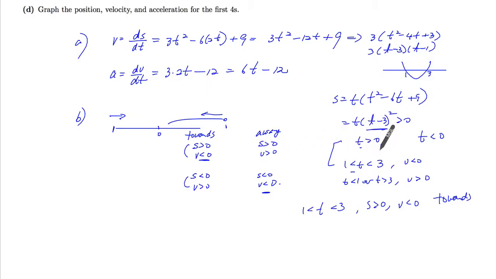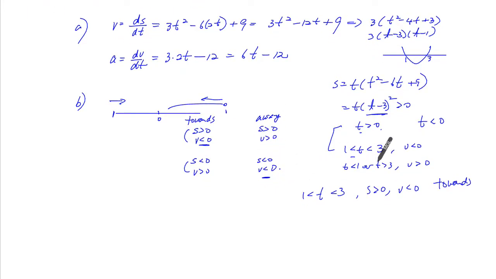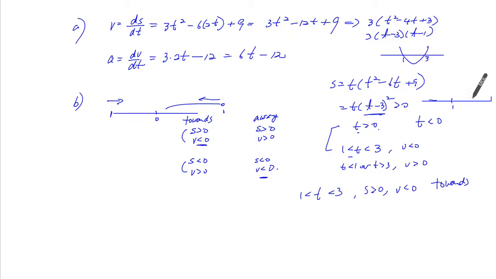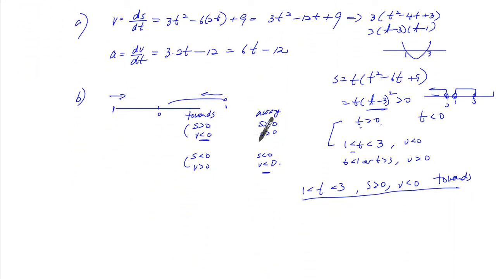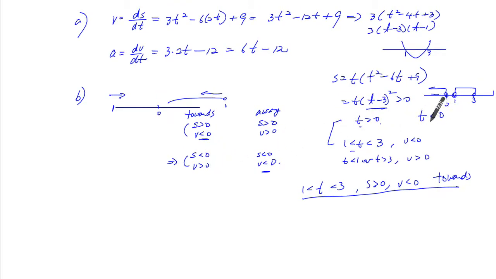So that's it for this case, right? So when s is negative right here, velocity needs to be positive as well. Do you see how they don't overlap at all, right? If you have 1 to 3 and this is less than 0, it doesn't overlap at all. So this is the only time when the cougar is moving towards the origin. How about away? So let's consider this case. When s is negative, the velocity needs to be negative. So there's no overlap. When t is less than 0, it does not overlap with 1 to 3. So this situation does not happen.